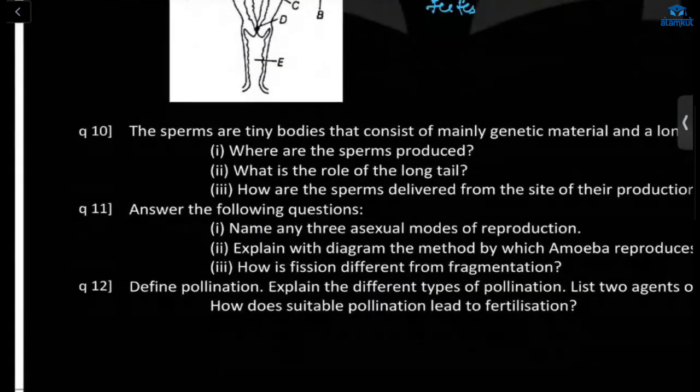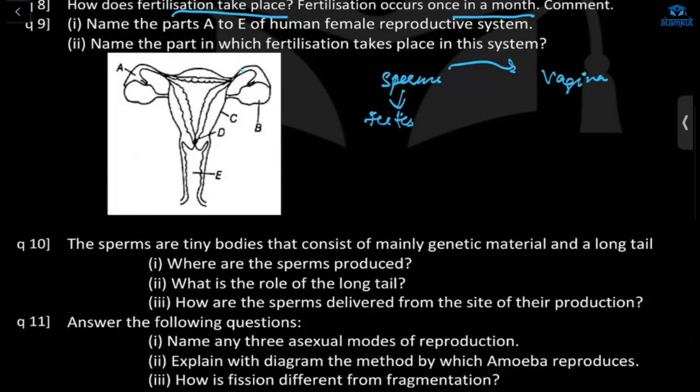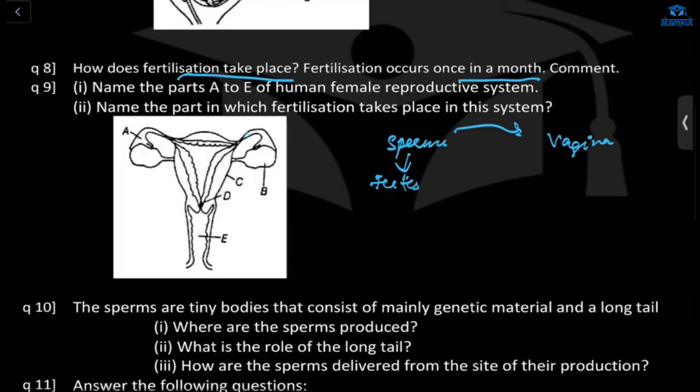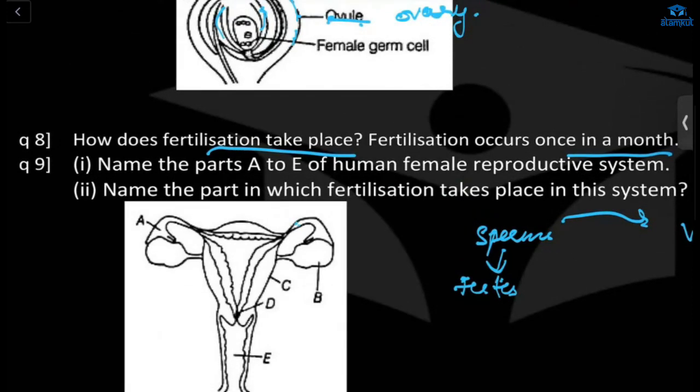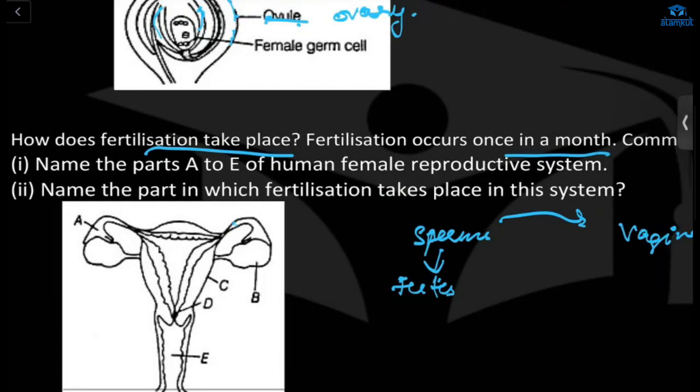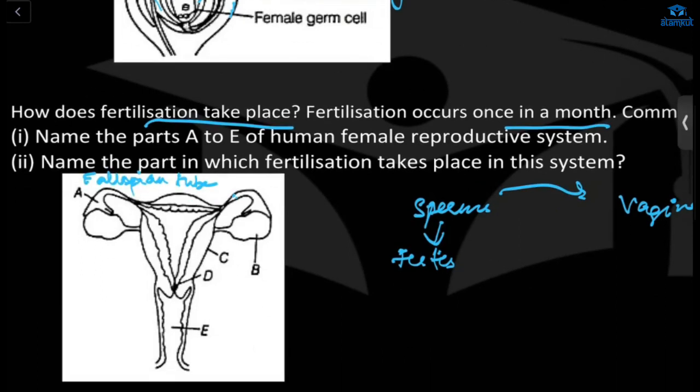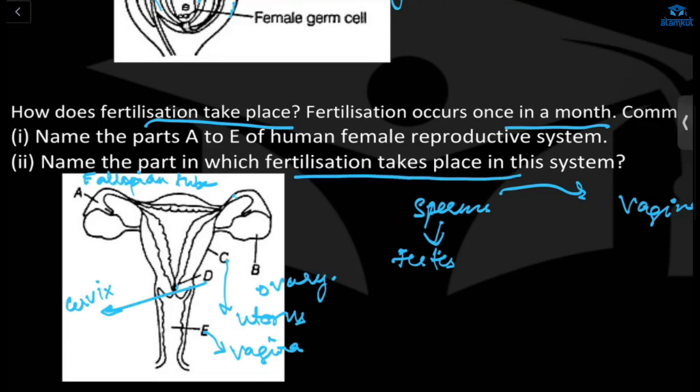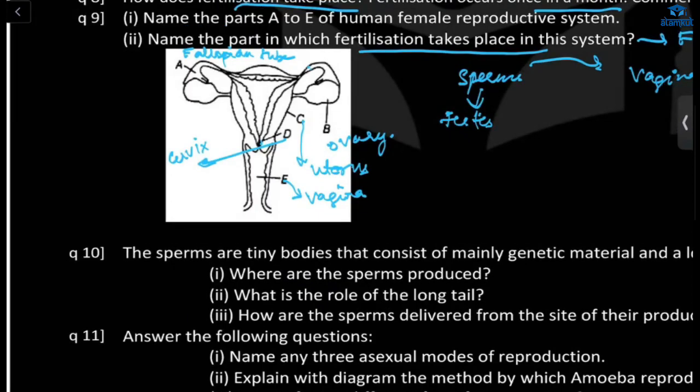Wait, the 9th question I have done, right? 9th question: name parts A to E of the human female reproductive system. A, fallopian tube. B, ovary. C, uterus. D, cervix. E, vagina. Name the part in which fertilization takes place in the system. Fallopian tube.